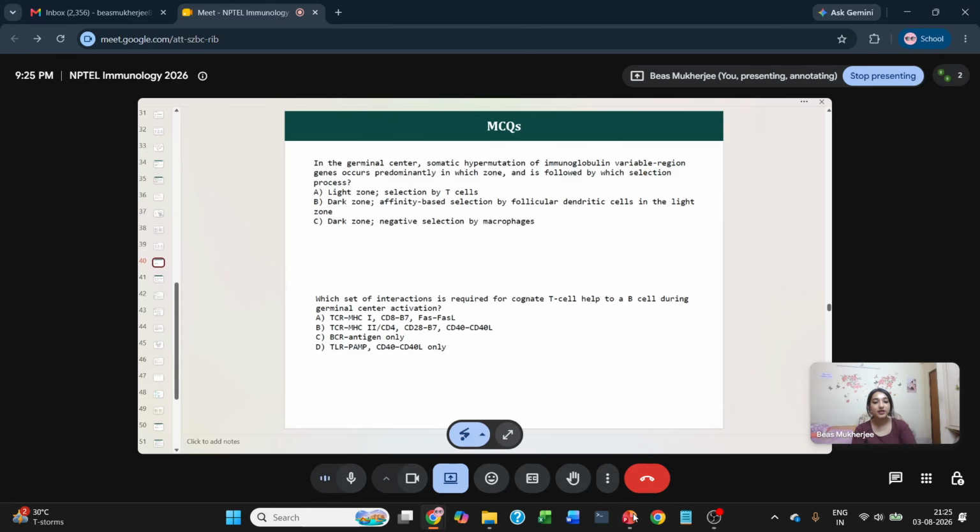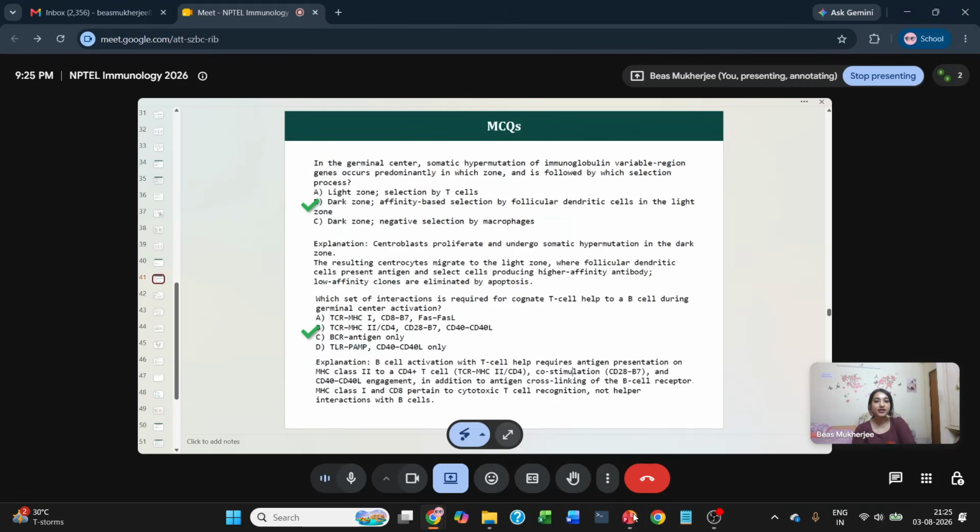Okay. Right, so let us look at the right answers. The right answers are B for the first one and once again B for the second one. So the explanation is that centroblasts proliferate and undergo somatic hypermutation in the dark zone. The resulting centrocytes migrate to the light zone where the follicular dendritic cells present antigen and select cells producing higher affinity antibody. Lower affinity clones are eliminated by apoptosis. Okay, and for the second one, you know that the second one is the right answer, right?